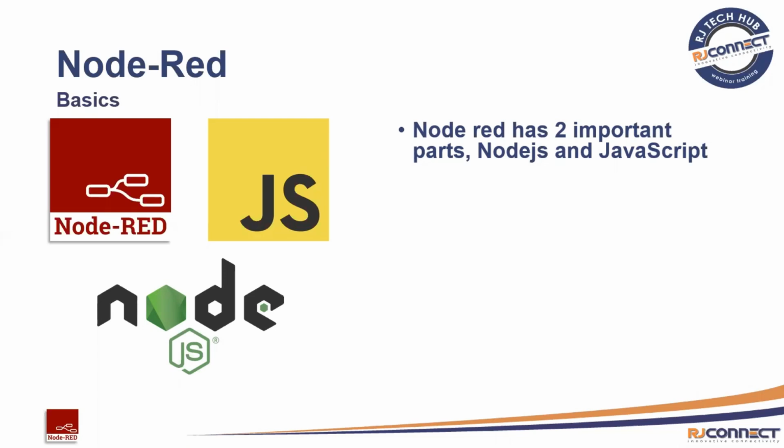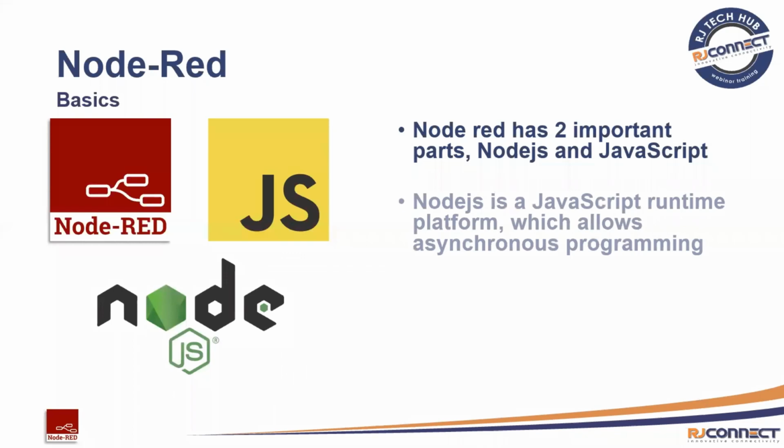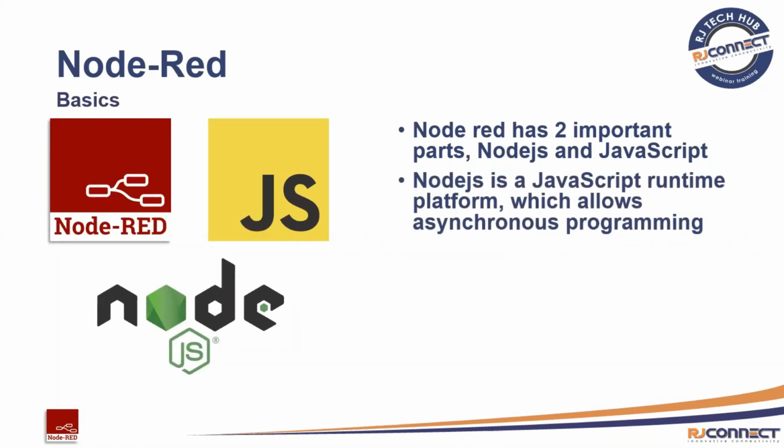So Node.js is the platform that NodeRED runs on, and JavaScript is the programming language behind NodeRED. Node.js is a JavaScript runtime platform, and this allows us to create asynchronous programming, meaning we can actually edit code while the code is running. So it also enables us to run a function without the need to wait for that function to complete. Once that function has been started executing, you could then go ahead and start the next function, making it much more memory efficient.